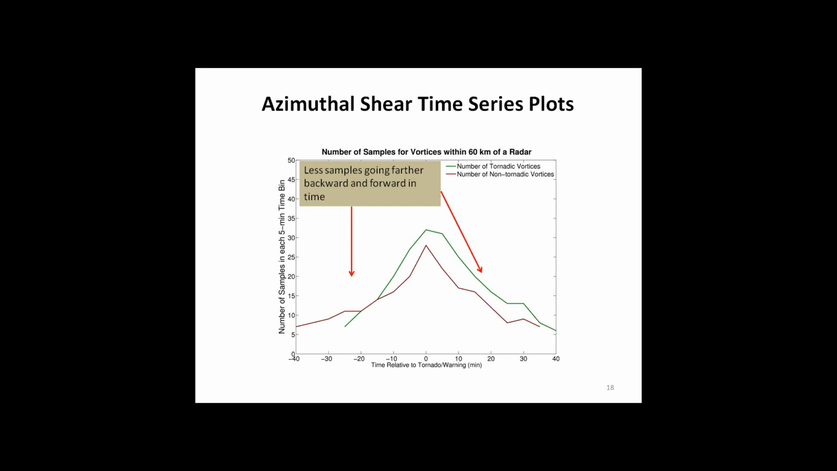It's important to keep in mind with these plots that there are fewer samples as you go farther backward and forward in time from the time of the tornado or warning. At t equals 0, you'll have the most samples, and different vortices have different lifetimes, of course, so those numbers trail off as you go further backward and forward in time. So keep in mind that any trends at the far right or far left of the plot could just be noise.